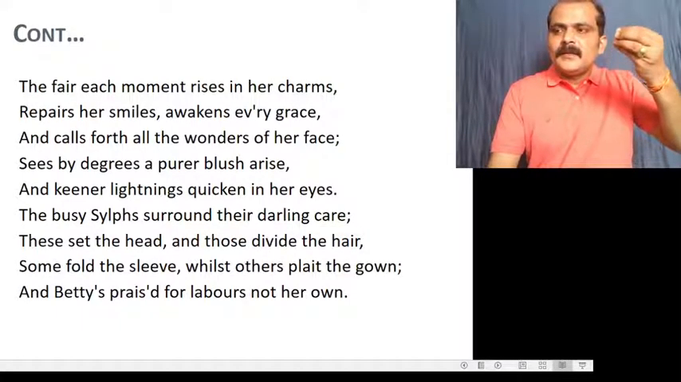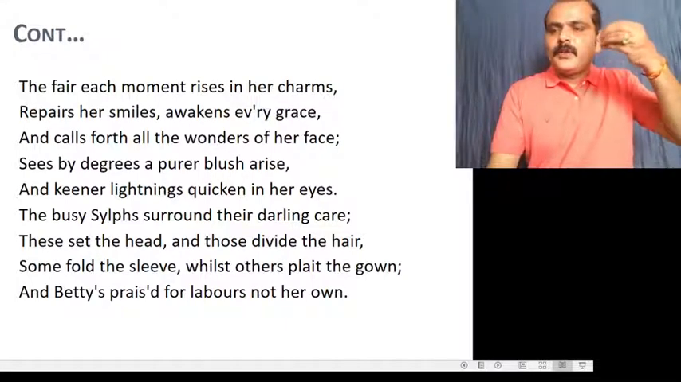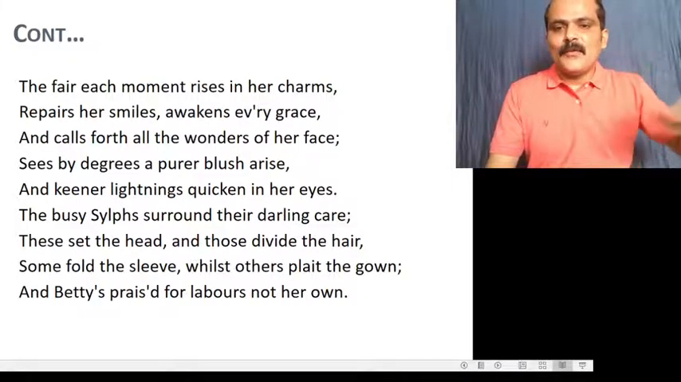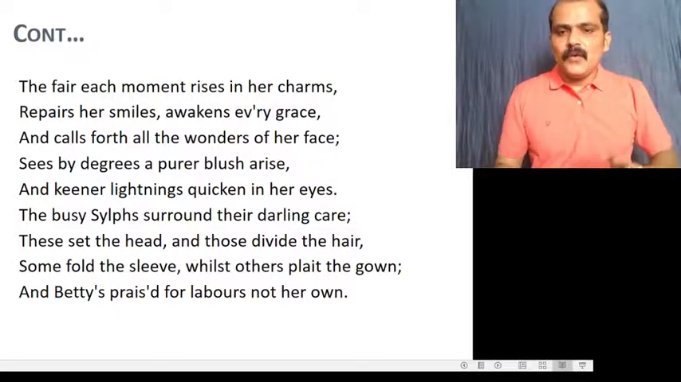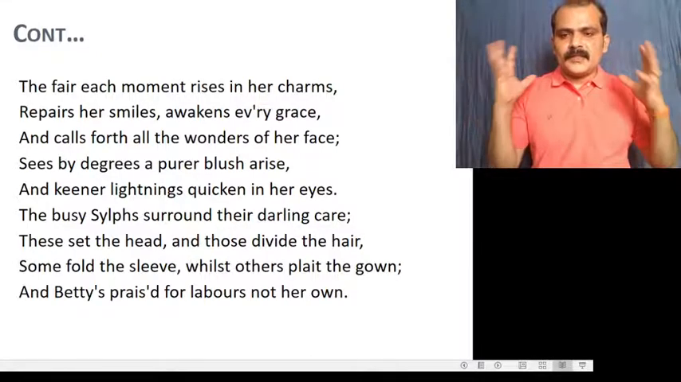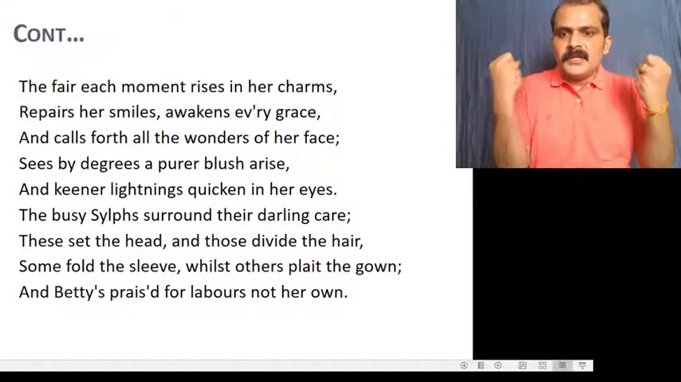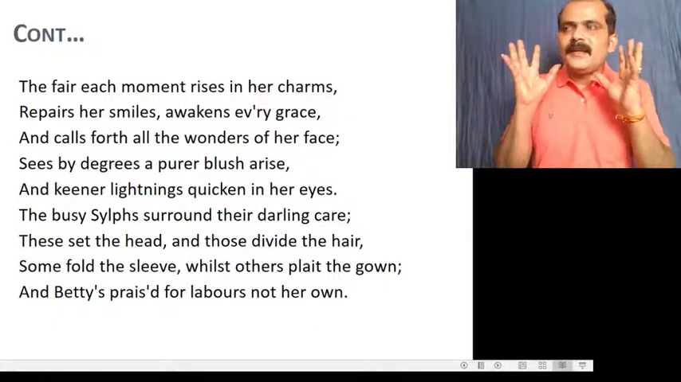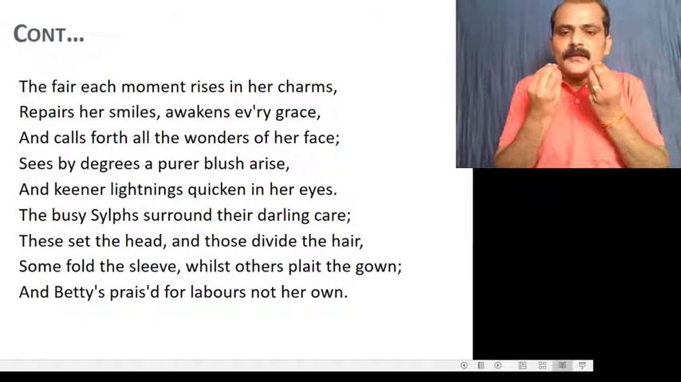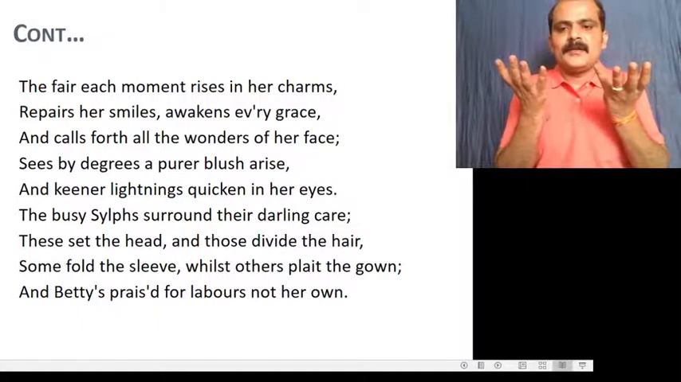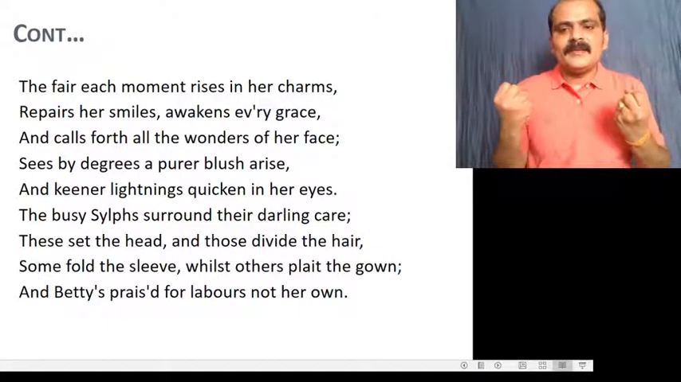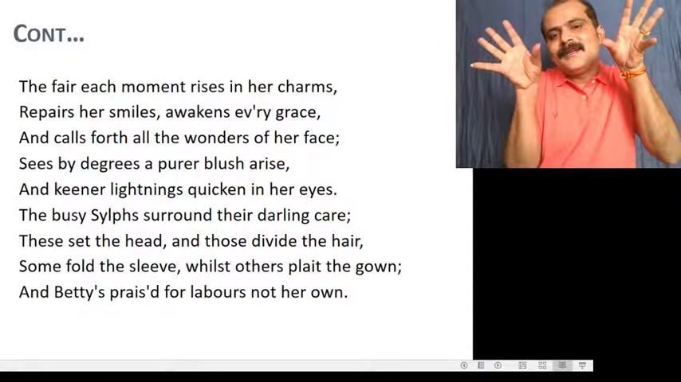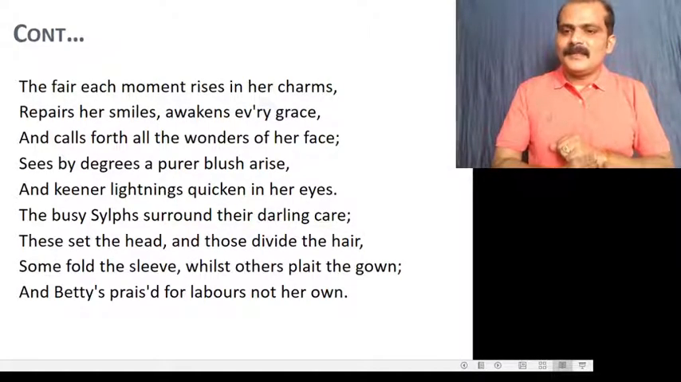So Belinda, with each cosmetic used, her charms are rising. Awakens every grace, calls forth all the wonders of her face. Sees by degrees a purer blush arise after the makeup, and if she gives a blush, then keener lightnings quicken in her eyes. Sparkle, like lightning quickening in her eyes.